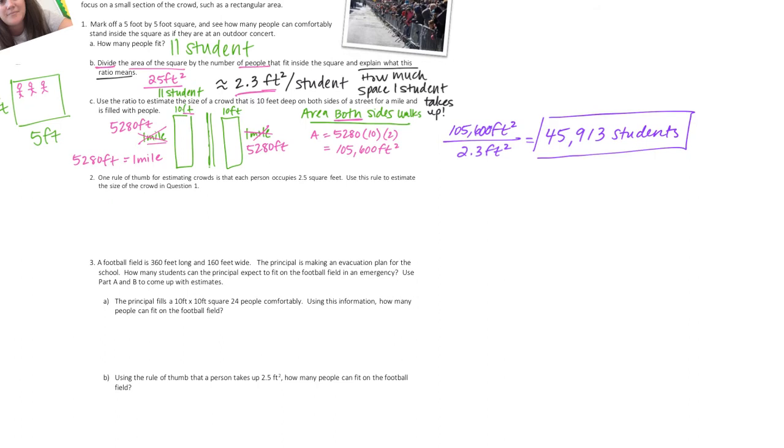Now, there's this rule of thumb that an average person takes up 2.5 square feet. So instead of using the 2.3 that we used in the last problem with our experiment, now we're going to take the area of both of the sidewalks, and instead of dividing it by the number that we found using our experiment, we're going to divide it by the rule of thumb that a person typically takes up, 2.5 square feet. And when we divide those numbers, we're going to get 42,240 people or students.